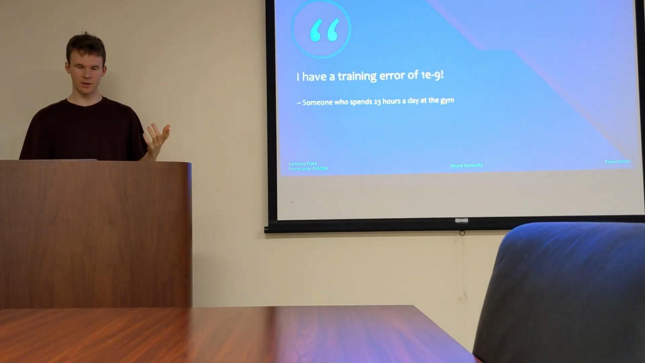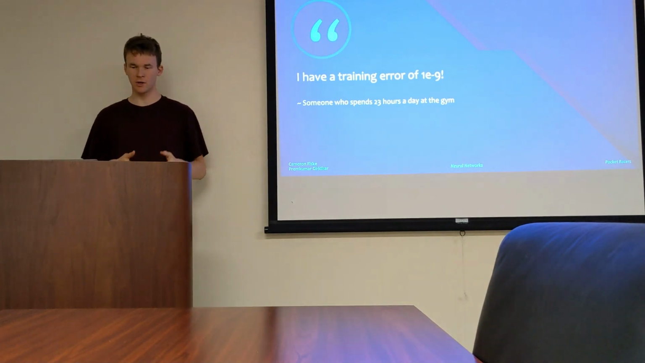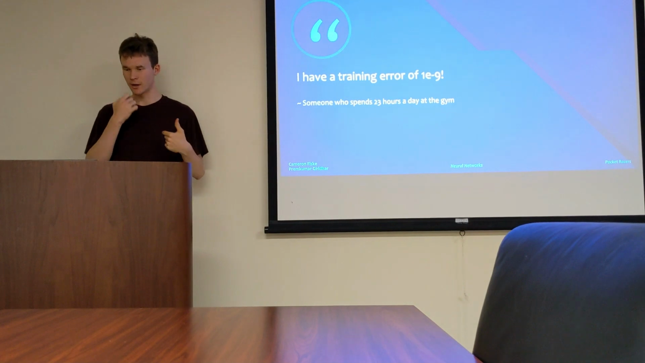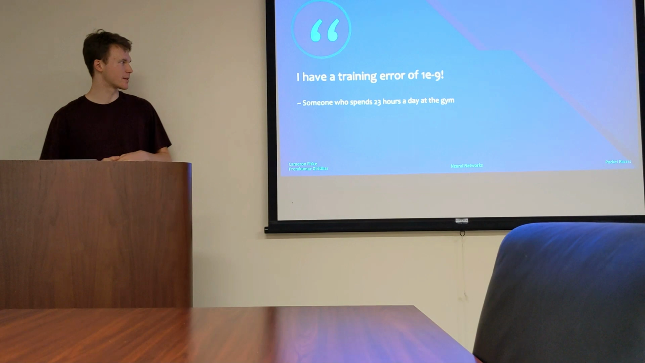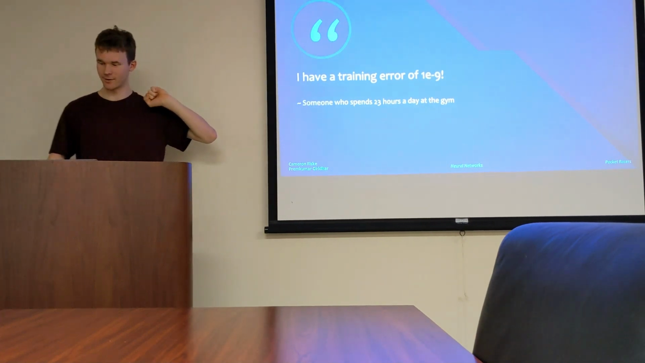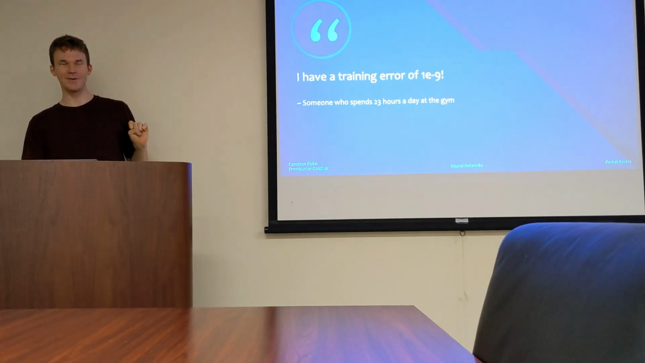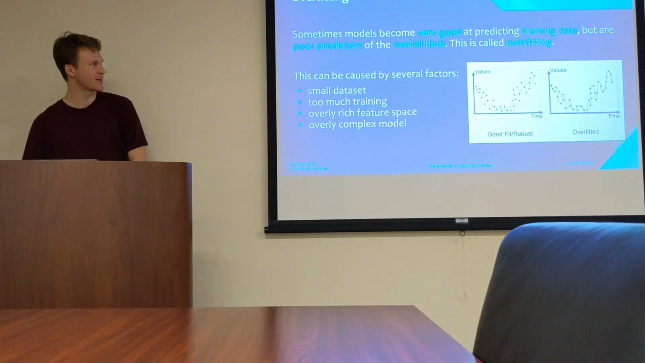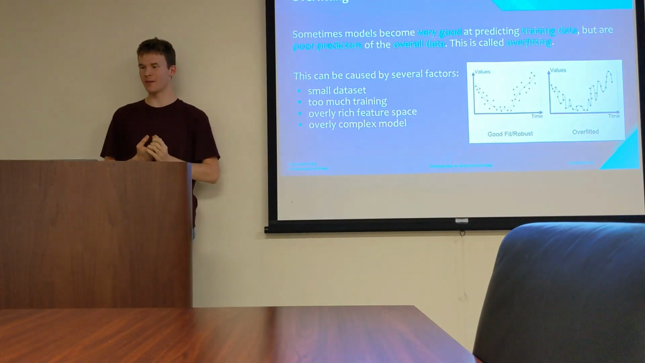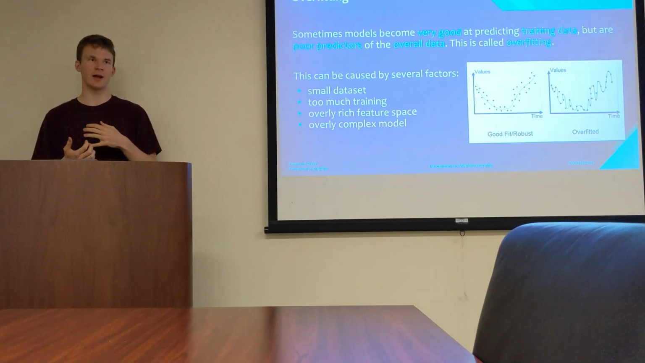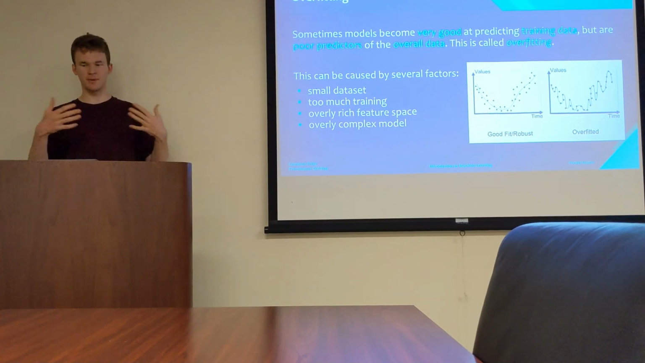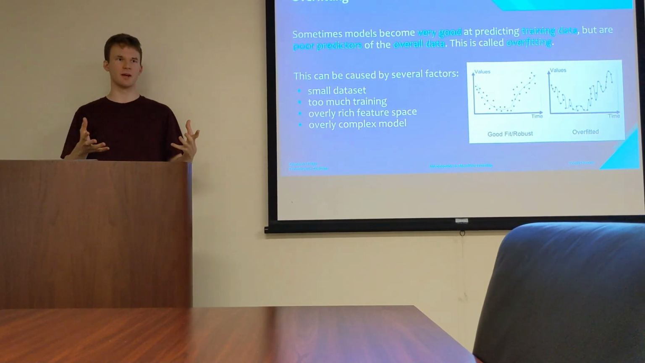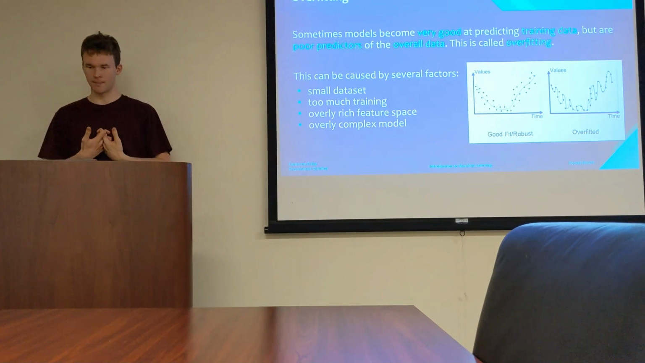So this loss, which you can also call error, will be your training error that you're getting while you're training. And you might think it's really good to have a very small training error, like this person who spends way too much time training. However, that may not be the case. It could be the case that your model is overfitting. And this means that your model has become very good at making predictions about your training data, but it's not very good at making predictions about the overall population of data that your training data has come from.